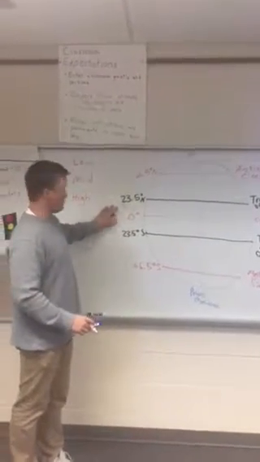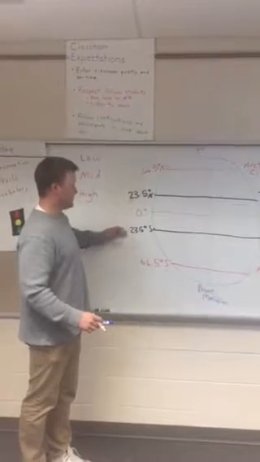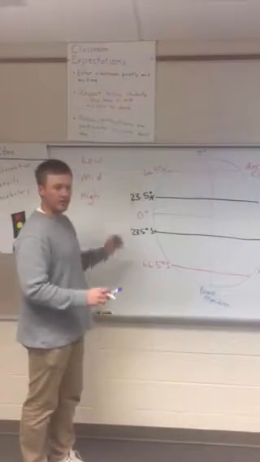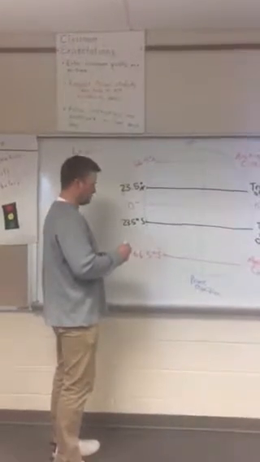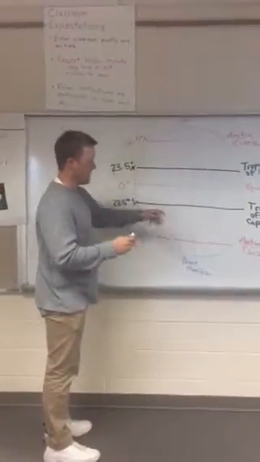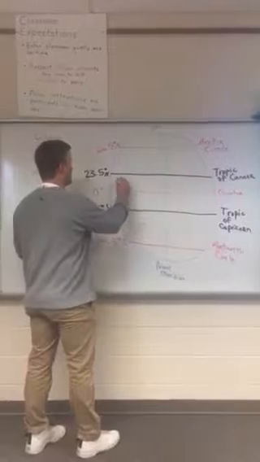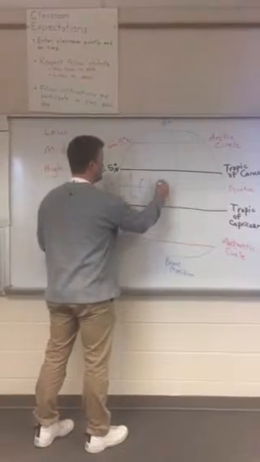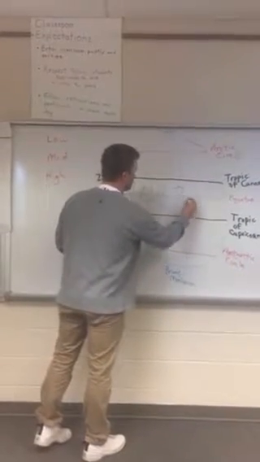Low latitude numbers fall between the Tropic of Capricorn and the Tropic of Cancer. So this area in between the Tropic of Cancer and the Tropic of Capricorn is known as our low latitude zone.